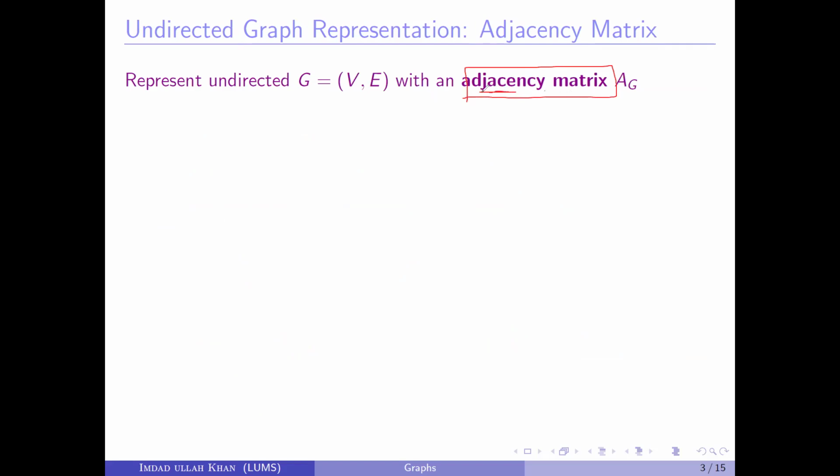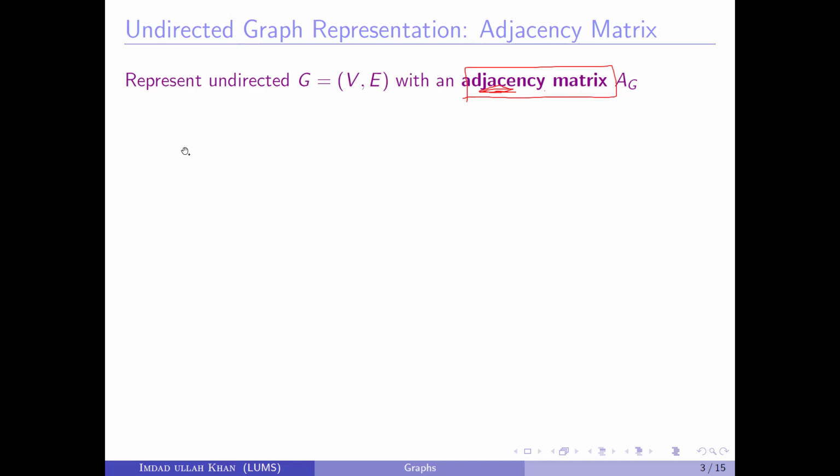As the name suggests, adjacency means that this matrix encodes which of the two vertices are directly connected with each other. Adjacent means direct connections between two vertices. Two vertices are adjacent if they are directly connected. By directly connected, we mean that there is an edge between those two vertices.